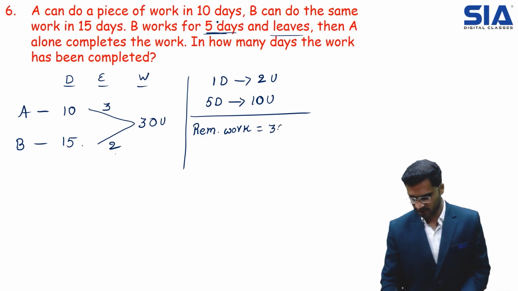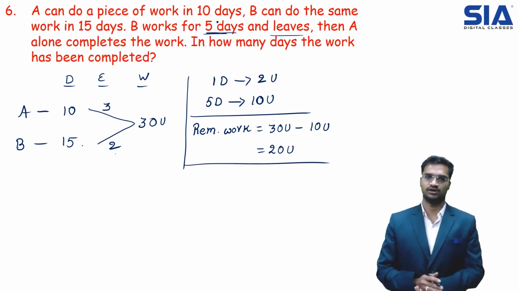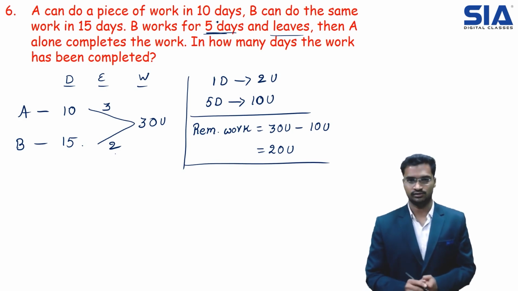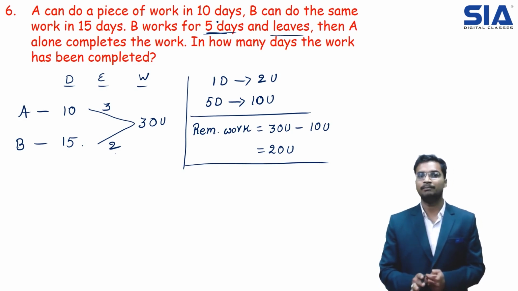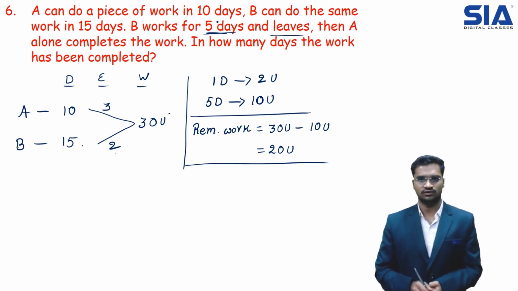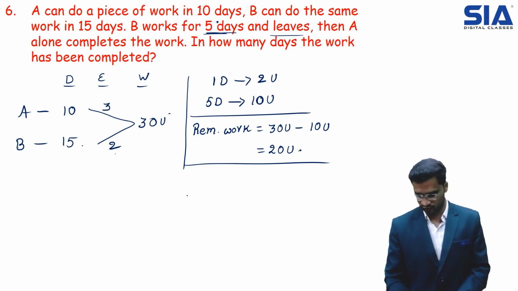So 30 units is the total work. Now 10 units have been completed by B. 30 minus 10 is 20. So now the remaining work is 20 units. Now A is joining. Now A is starting to work. He is saying that A completes the work alone. So A has to complete the remaining work itself. So A has to do only 20 units of work.